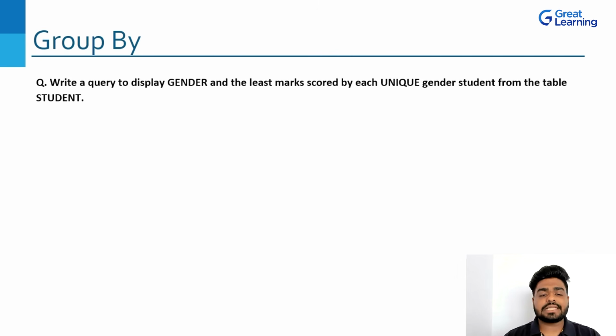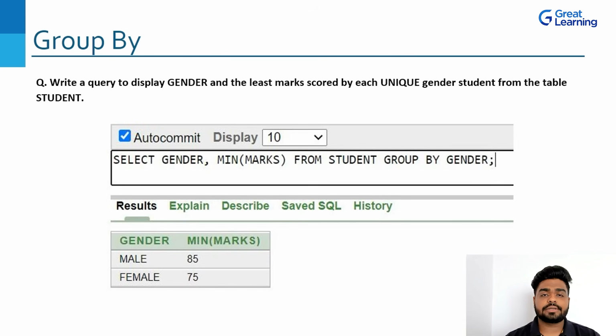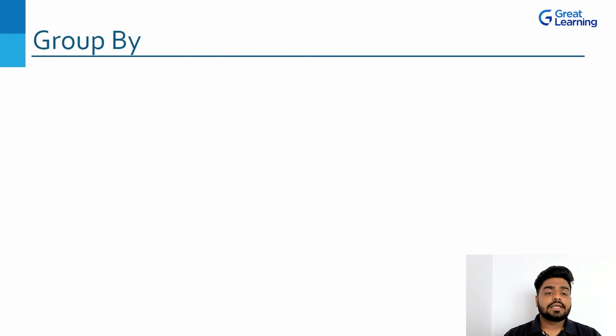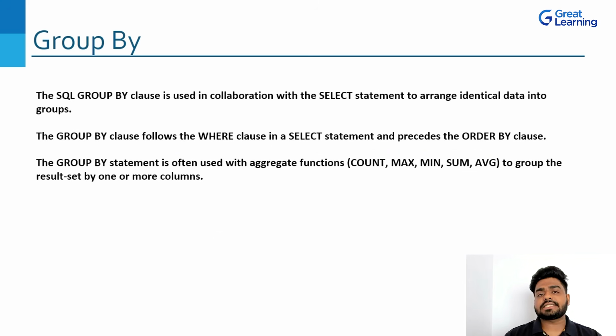Write a query to display gender and the least marks scored by each unique gender student from the table student. We have only two genders, male and female. Both male and female will be grouped together, so there will be only two rows shown. Can you see this? From the male, the least score is 85 and from the female, the least score is 75.